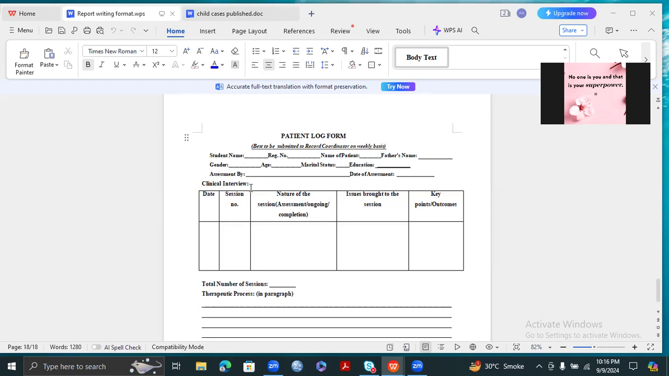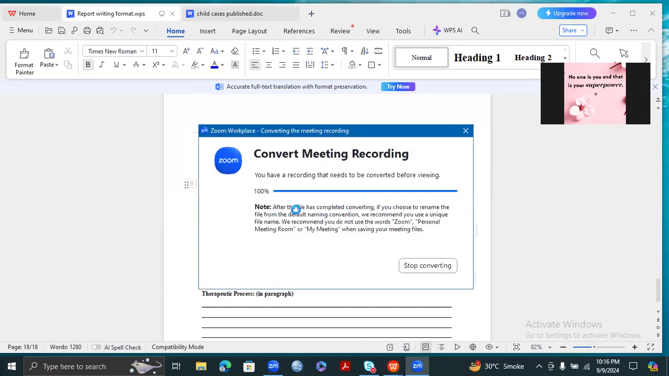So let's get back to that. First of all, you are going to mention the session number you are working right now, either it's first, second, third, all right? Then comes the nature of the session. What is the overall nature of the session, all right? Either it's your clinical interview or your history taking, either it's your assessment session, either it's going to be your ongoing or therapeutic sessions, all right?